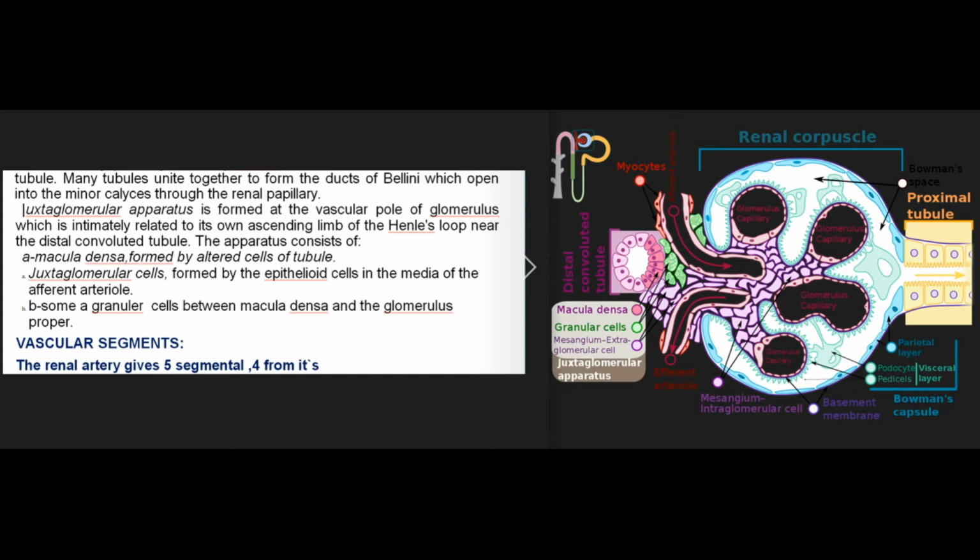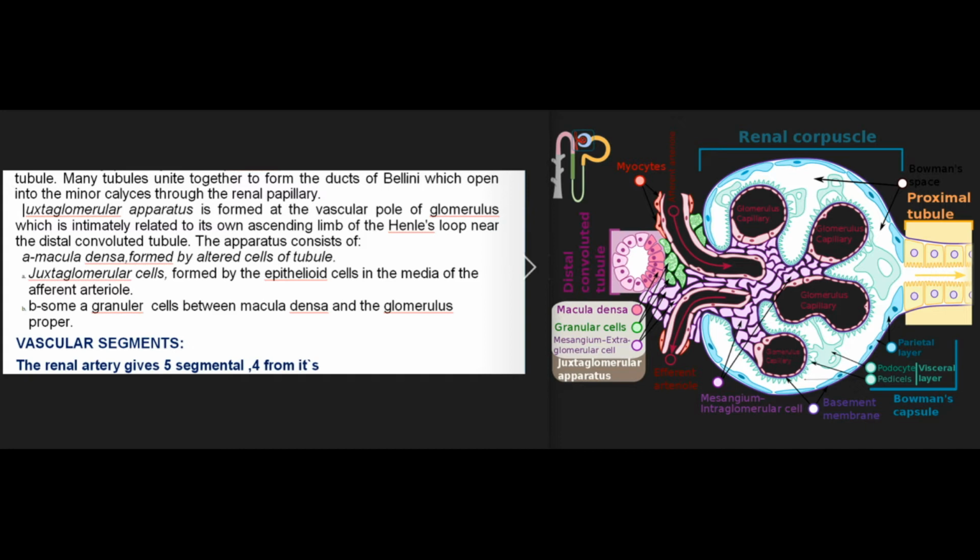Juxtaglomerular apparatus is formed at the vascular pole of glomerulus which is intimately related to its own ascending limb of the Henle's loop near the distal convoluted tubule. The apparatus consists of A. A macula densa formed by altered cells of tubule. B. Juxtaglomerular cells, formed by the epithelioid cells in the media of the afferent arteriole. C. Lacis cells between macula densa and the glomerulus proper.